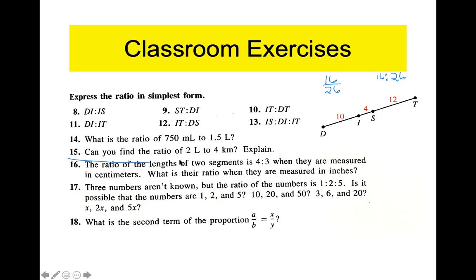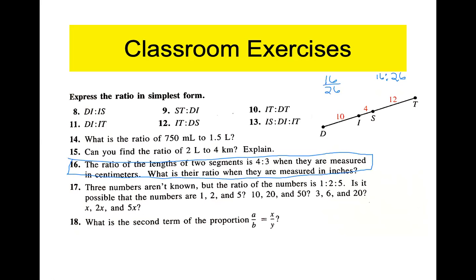How about number 16? It says the ratio of the lengths of two segments is 4 to 3 when they are measured in centimeters. What is their ratio when they're measured in inches? It's 4 to 3, always. Yeah, what is it? It's 2 to 1. It's always 4 to 3.